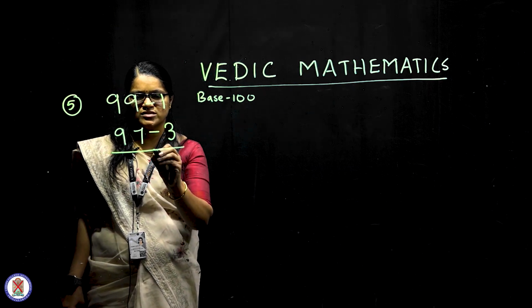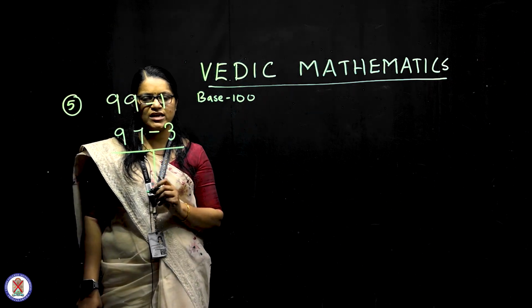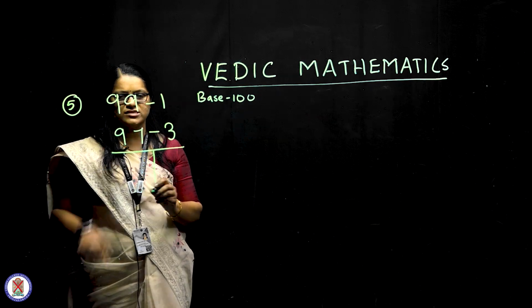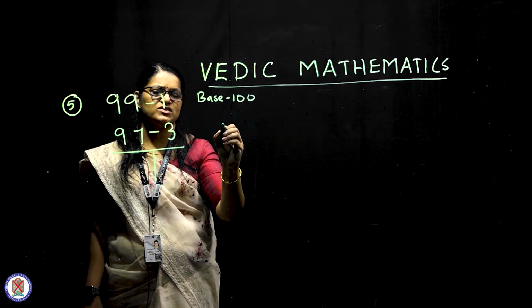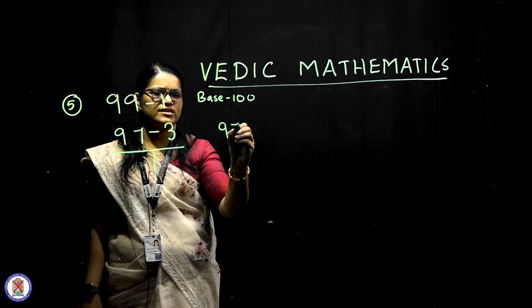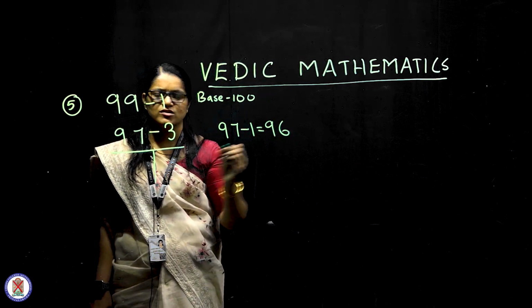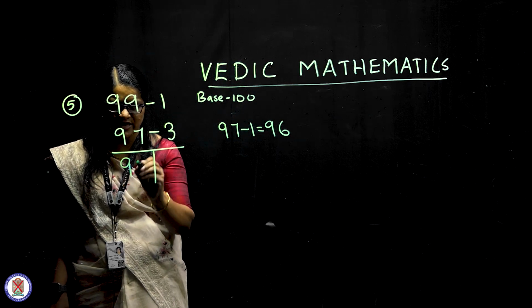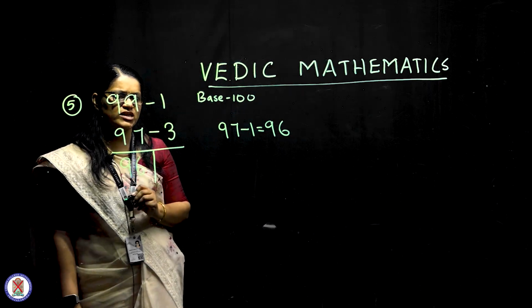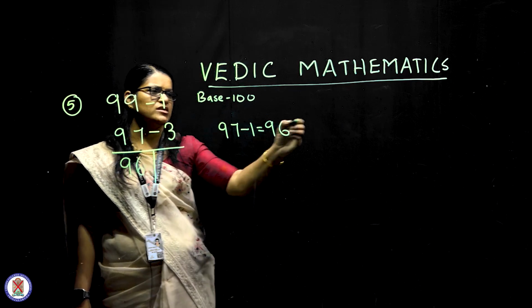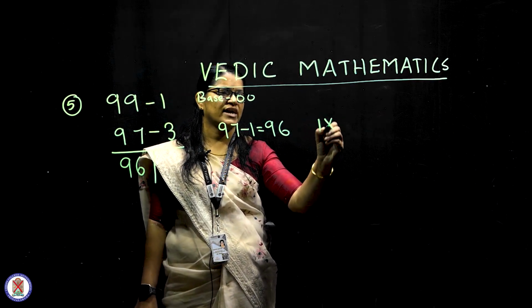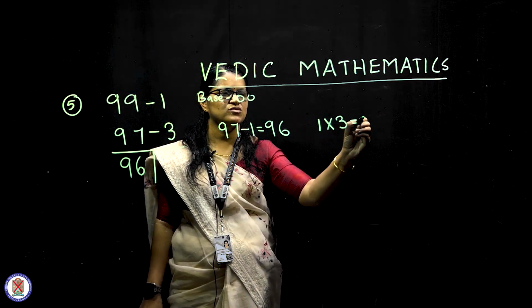Now to get the LHS and RHS. To obtain the LHS, we can use the cross subtraction method, that is 97 minus 1 gives you 96. So you can write 96 here. Now to get the right hand side position, we can multiply 1 and 3. 1 into 3 gives you 3.